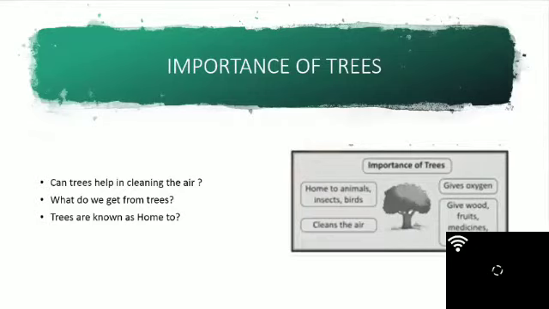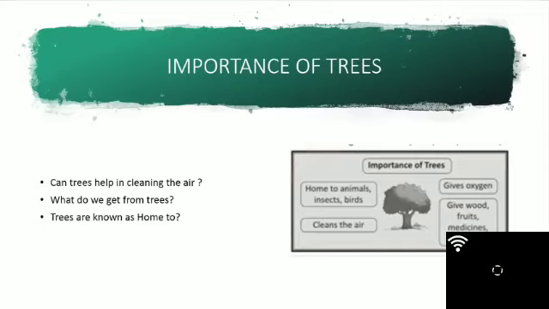Now, let's see some of the importance of trees. Can trees help in cleaning the air? Yes, trees help in cleaning the air. They are providing us oxygen to inhale. Right? What do we get from trees? We get wood from trees, fruits from trees, and medicine from trees. Trees are known as home too. Yes, trees are known as a home to animals, birds, insects, everybody.